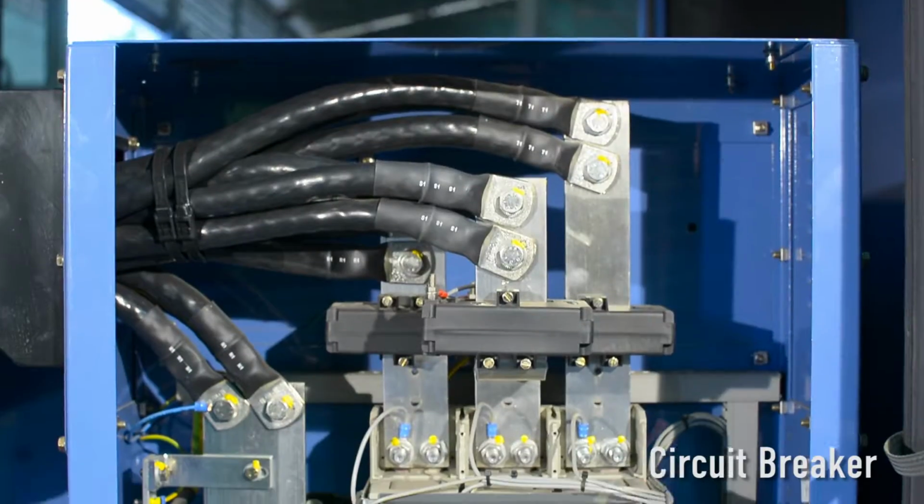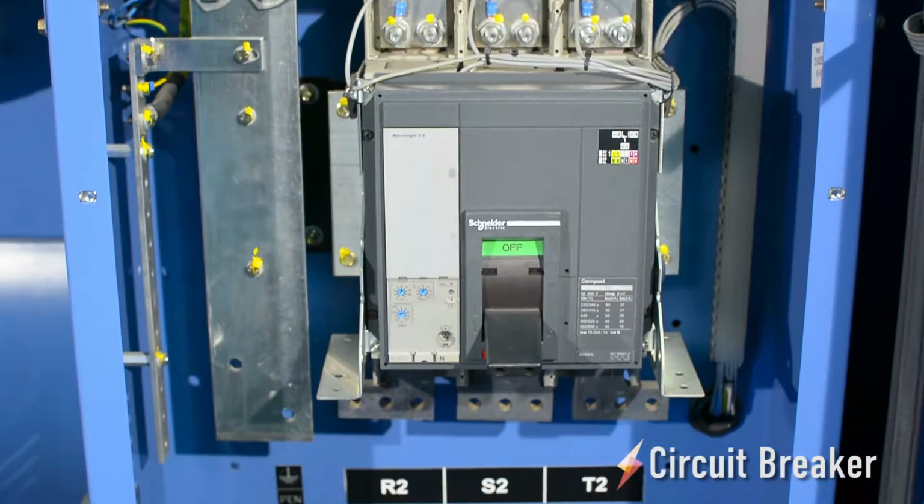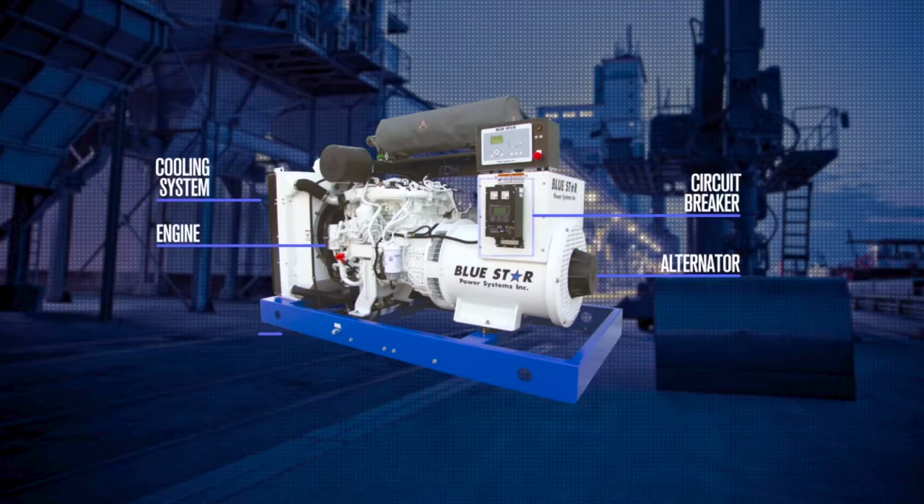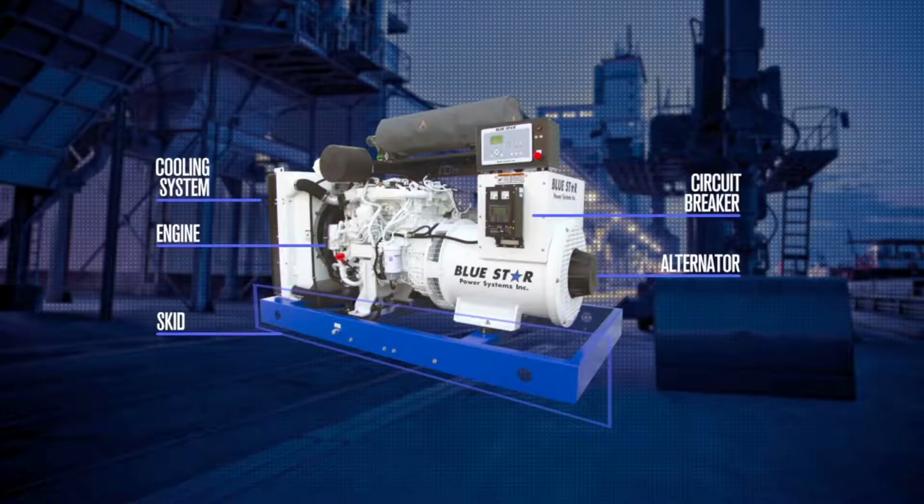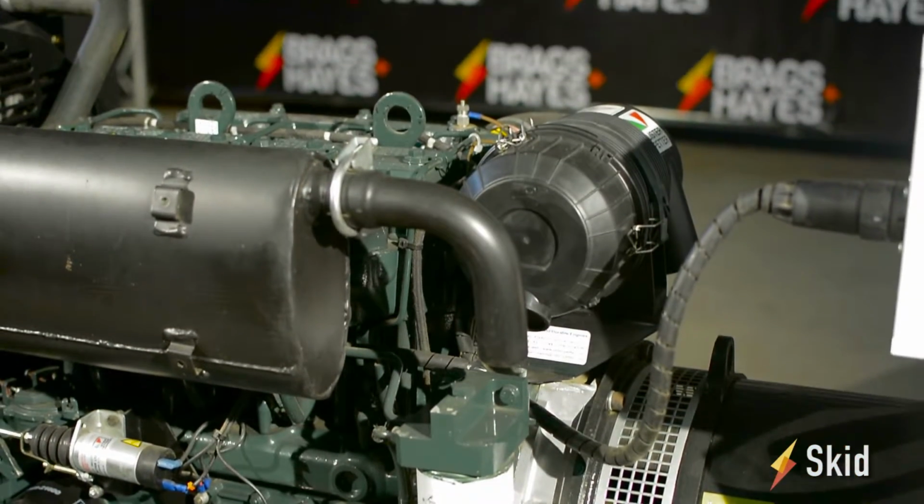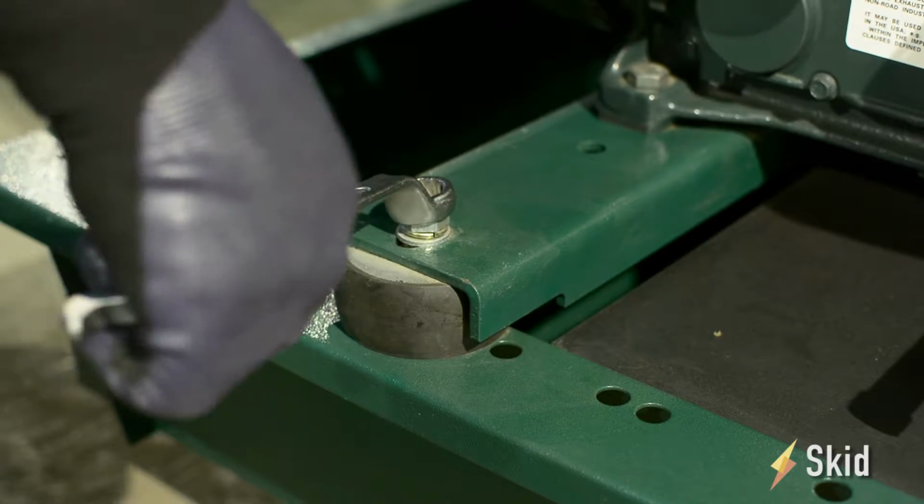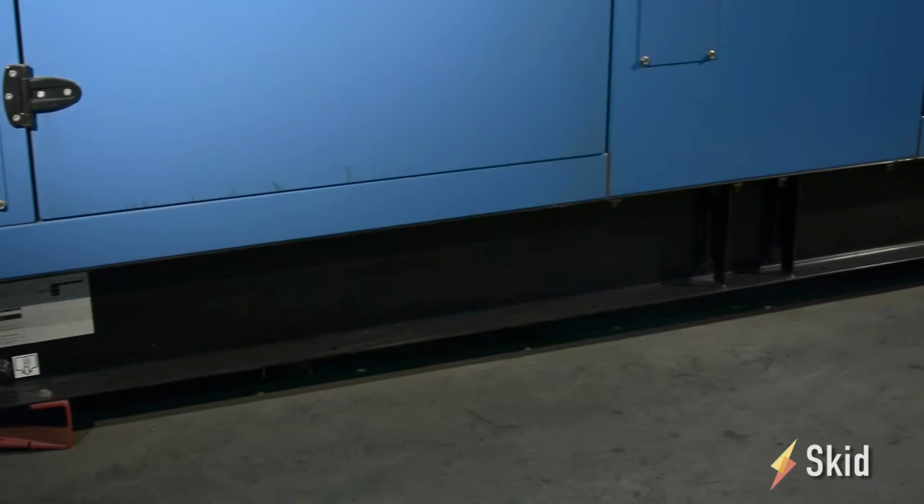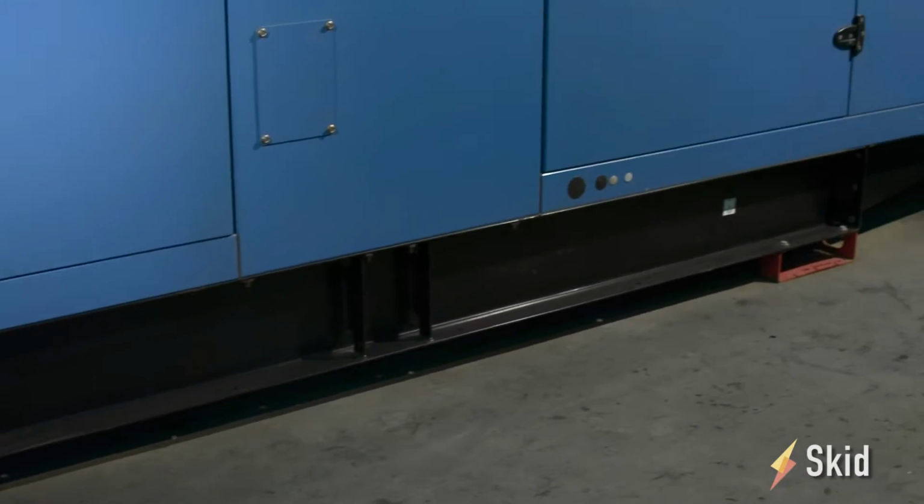Circuit breaker. It is used to protect the generator-alternator components. Skid. This part of the generator set is where the engine, radiator, alternator, and control module are mounted together. Depending on the skid design, it could have an integral sub-base tank.